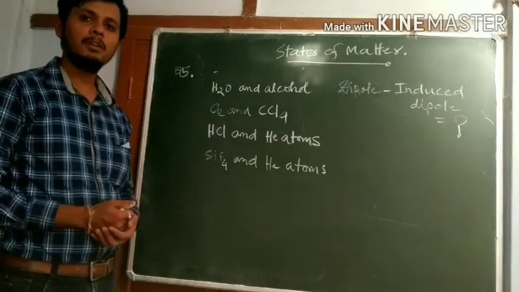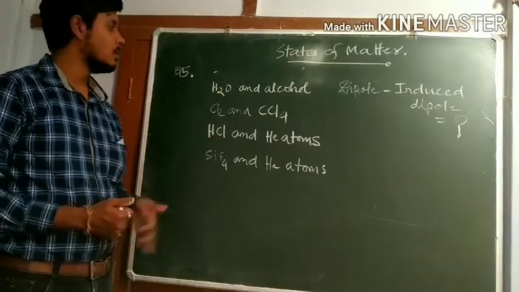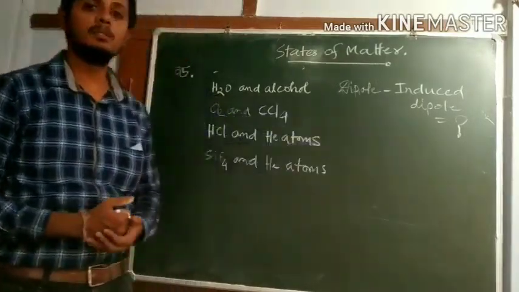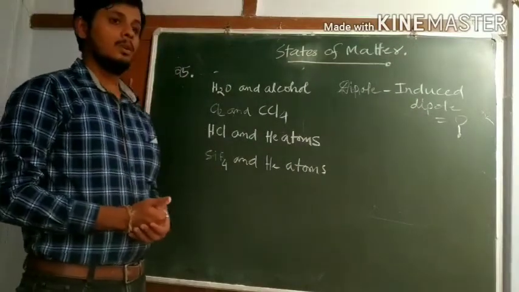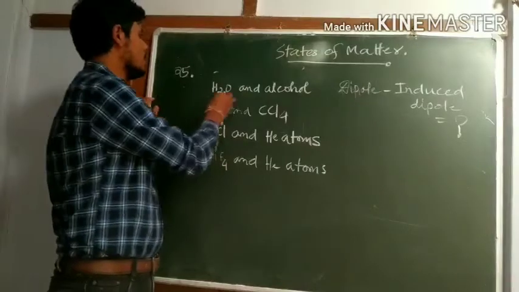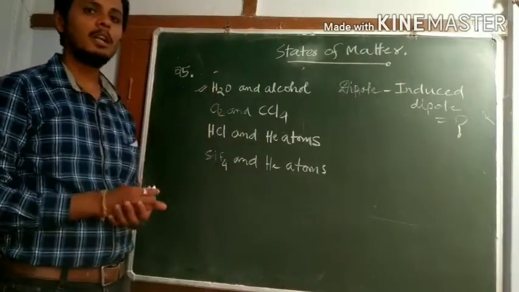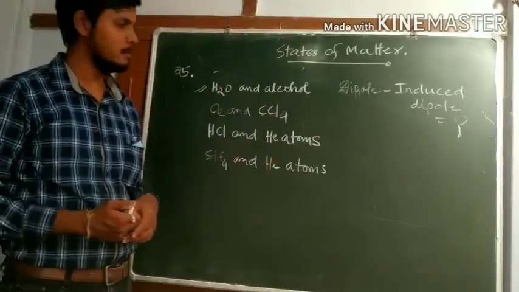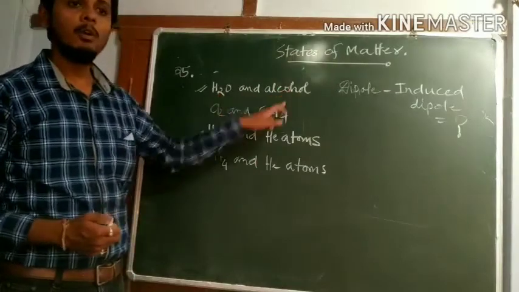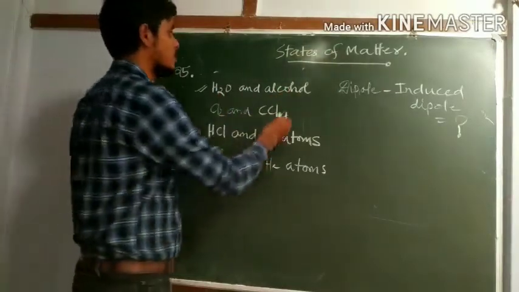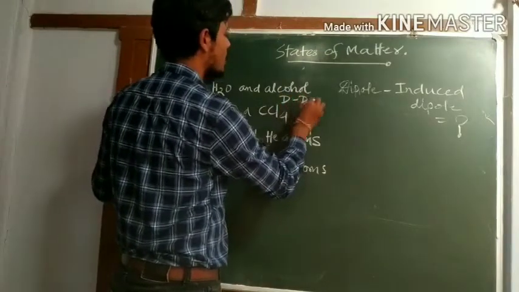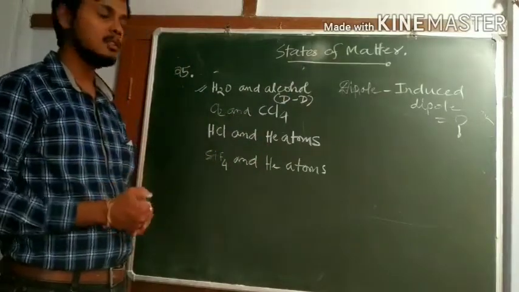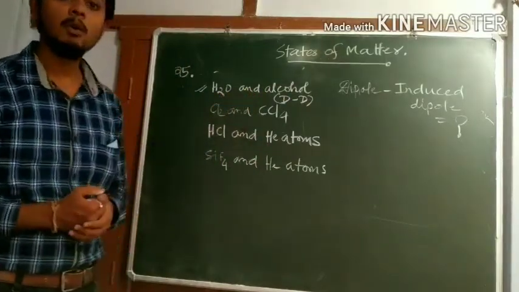In question number 5, you are asked to tell in which of the following we will get dipole-induced dipole interactions. In first option, if I consider water and alcohol, water is a polar molecule, alcohol is also a polar molecule. That means in between water and alcohol, we will get dipole-dipole interactions. Why? Because these are polar, and to be more specific, that particular dipole-dipole interaction that will be present between alcohol and water is hydrogen bonding.